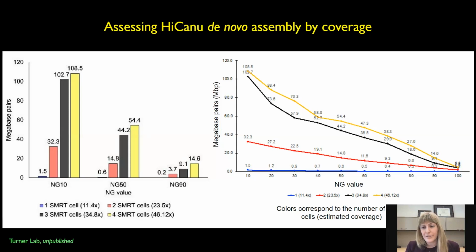There's a small jump between 1 SMRT cell and 2 SMRT cells. There's a really big jump between 2 SMRT cells and 3 SMRT cells. But then moving from 3 to 4 actually doesn't give you that much better of an assembly. So we thought, this is great. We have a metric of how many SMRT cells we want to run.